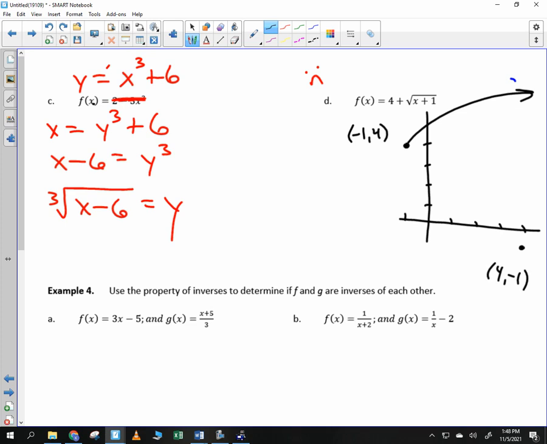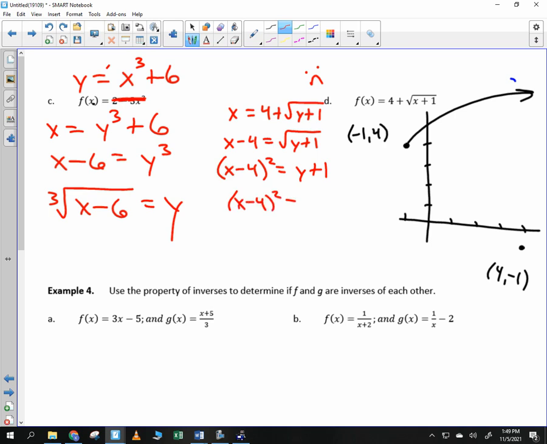So I already know that much about it. Let's solve. X equals 4 plus the root of y plus 1. X minus 4 equals the root of y plus 1. X minus 4 quantity squared is equal to y plus 1. Or I'm sorry, minus 1 is equal to y.